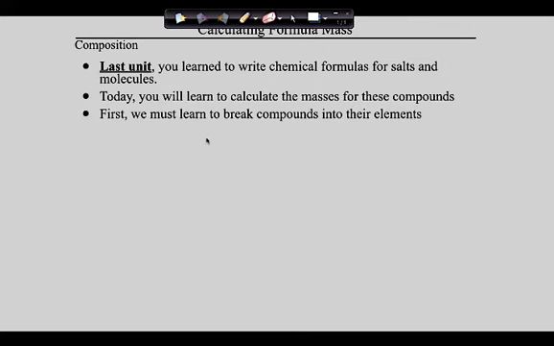Now start taking notes. So guys, first thing you've got to do is figure out how to break these apart. So if you just write break compounds into their elements, that's what you've got to learn how to do to be successful with this.